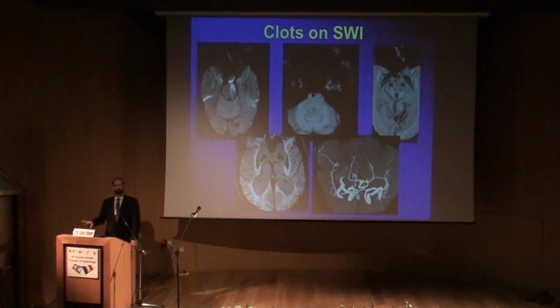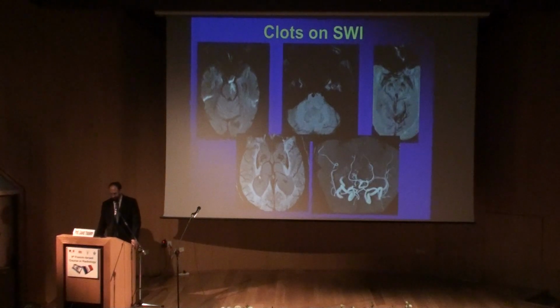So let's move a little bit from the blood products in the brain to blood products in blood vessels. And it is true that SWI, because of its sensitivity to deoxyhemoglobin, will find an acute clot within a blood vessel in your search for acute stroke patients. So here you see a patient who on the DWI has an infarct in the left side of the pons. And we look on the SWI and we see blooming effect within the basilar artery from the thrombus.